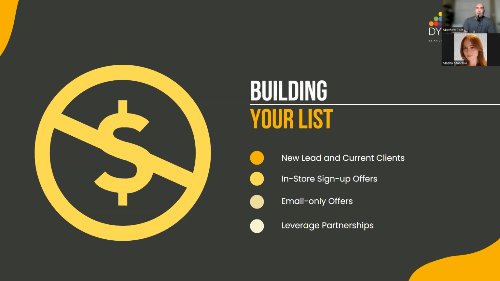Now, next, if you have a brick and mortar, physical location, you can have signups in store. You can have them on your receipts. You can have different offers to sign up for newsletters. If you're a restaurant, they can get 10% off their next order. Be creative, come up with an offer, and then also get them back in the door to purchase from you again and get that repeat business. Again, email only offers. That's that 10% off if you join our newsletter list. There are ways to do this even if you don't have a physical location.